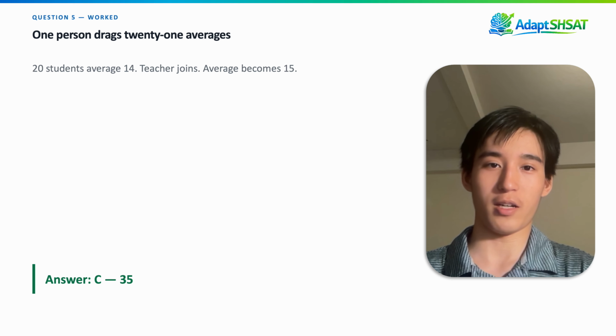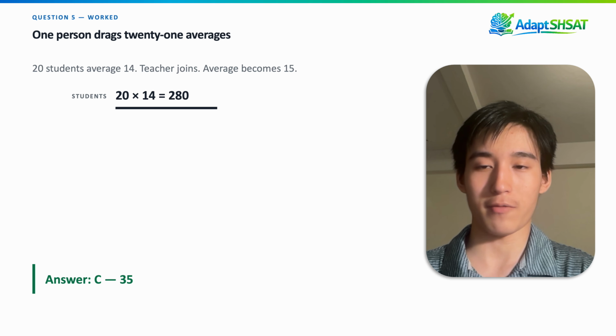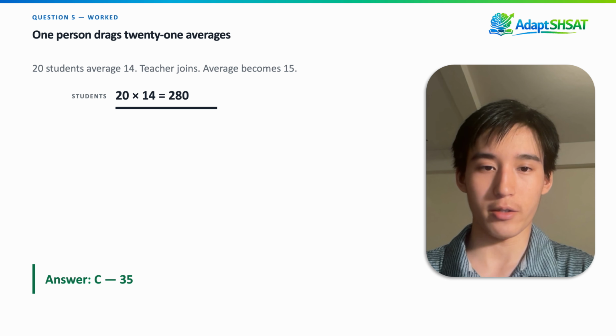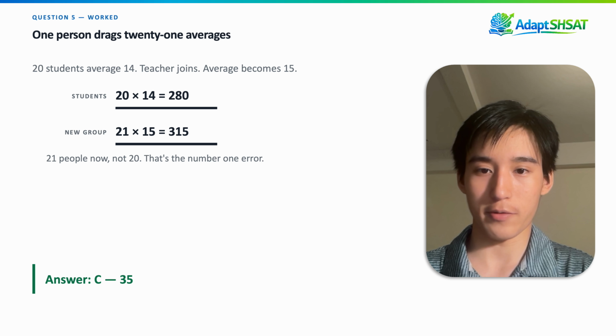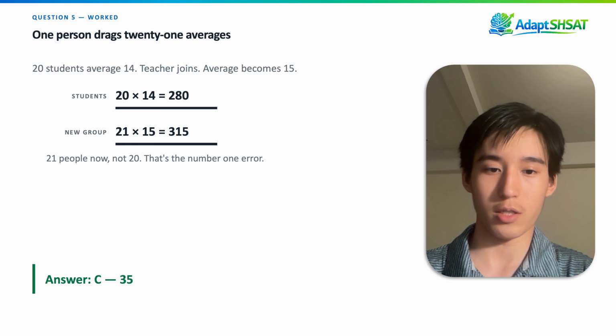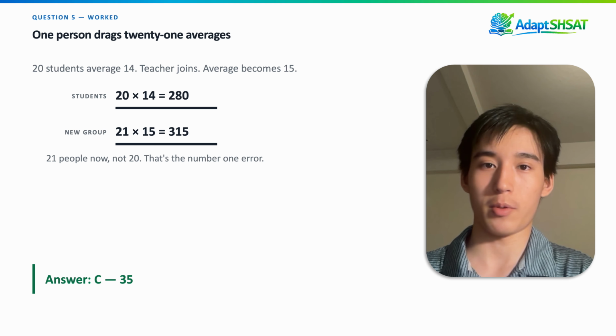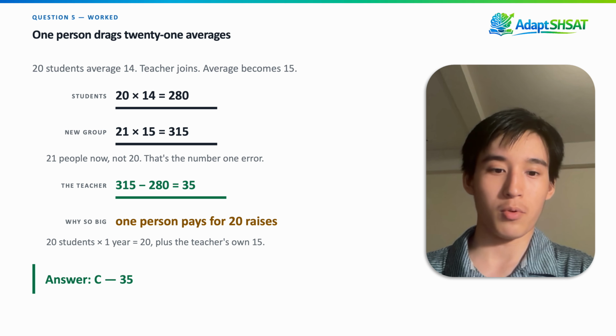In case you didn't know already, this is another totals problem. So we have 20 students and we have the average of 14, so we have the total age is 280 years. Now we have 21 people and the average is 15. And now the new group, the total years is 315. So the thing is, you must watch that 21 because you must add another teacher in, and that's also a very common mistake that people mess up on. Now, the difference here is 35, so that is the age of the teacher, and that is just answer number C.